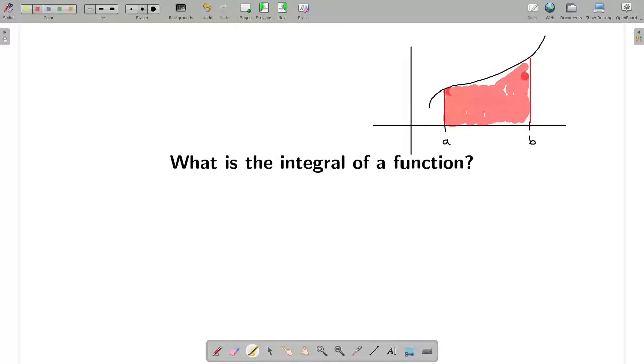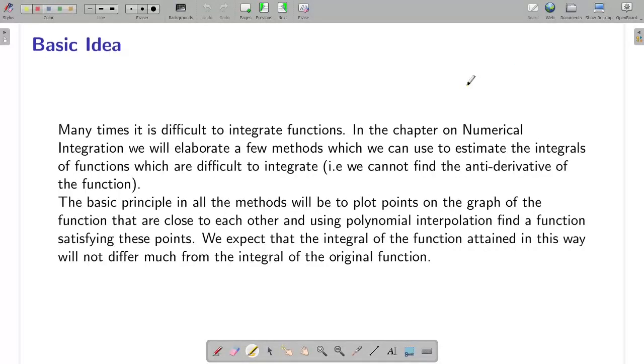This is the integral. You'll have possibly done a little of this in high secondary. So numerical integration gives us some techniques to try to estimate this value. And I mean estimate, not give us the exact value of the integral. Okay, so the basic idea of numerical integration which we will use is like this.